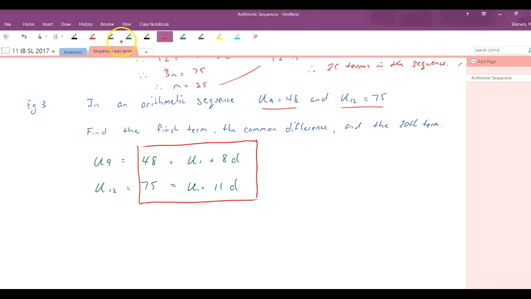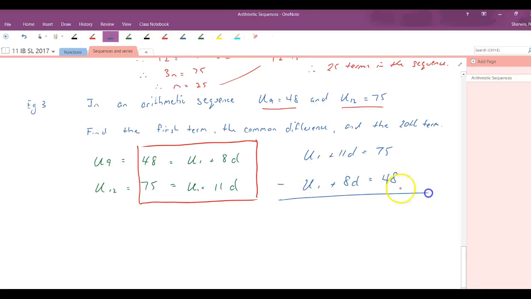And you know how to solve simultaneous equations. We've looked at them in the past. And these types are really, really easy to do by elimination. So in fact, I'm going to rewrite them, U1 plus 11d in the other order, and also change them so that I've got my U1s and ds over the left-hand side. Now, if I use elimination by subtraction, what I'll get is U1 minus U1, that's gone. 11d minus 8d is 3d. 75 minus 48 is 27. So I get d is equal to 9.